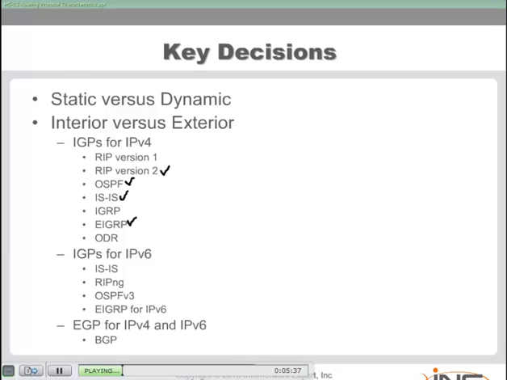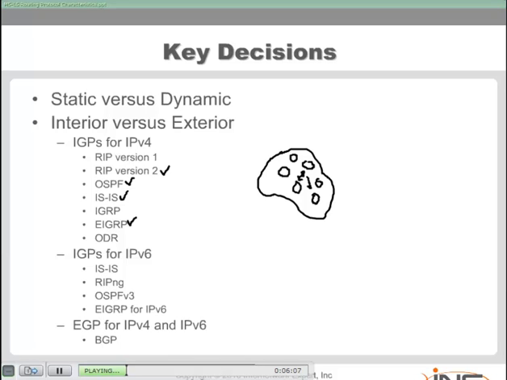That's if you don't have this hub and spoke where ODR might be appropriate. So those are all interior gateway protocol choices for IP version 4. Remember, we are inside an autonomous system and we are routing between the routers that exist inside the autonomous system with IGP technologies. So it's routing within our corporate AS.